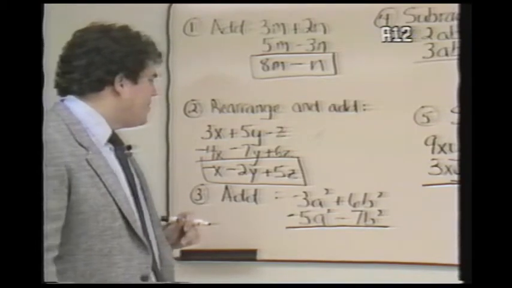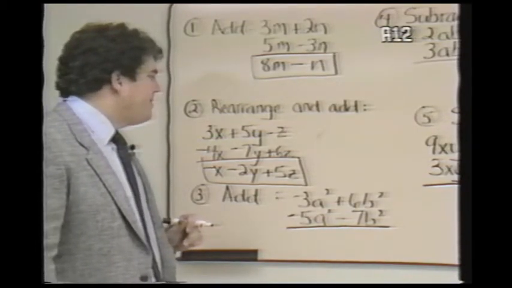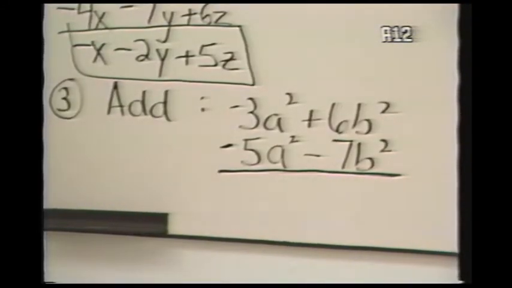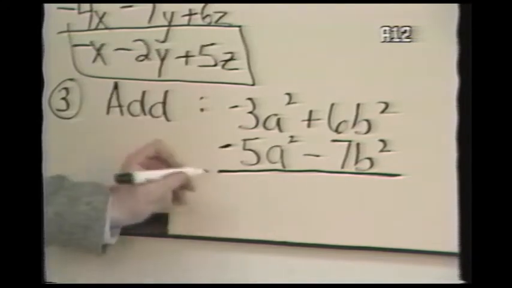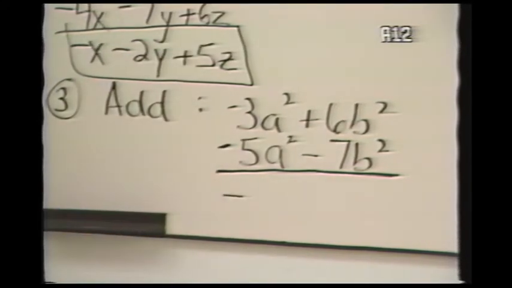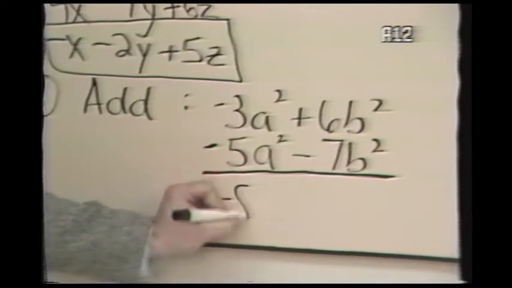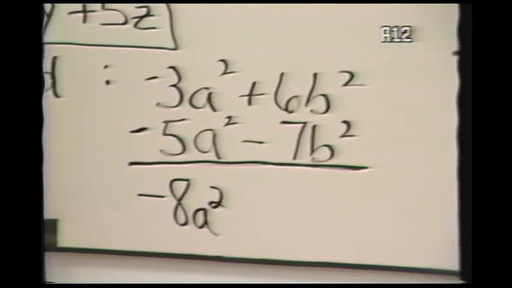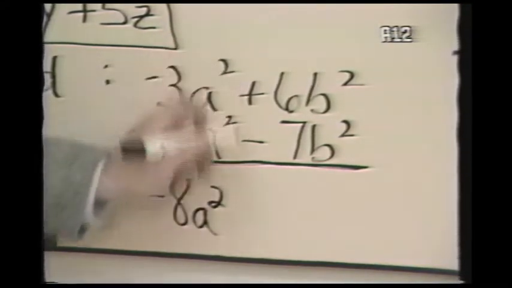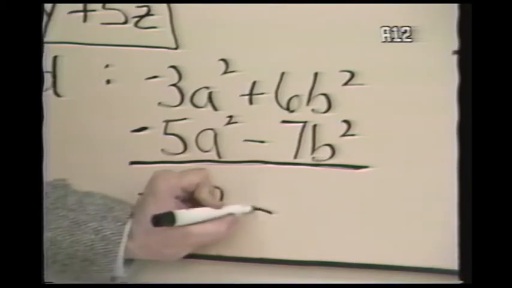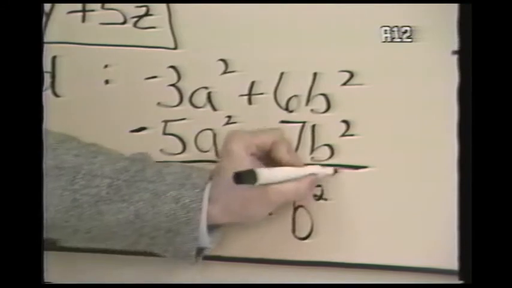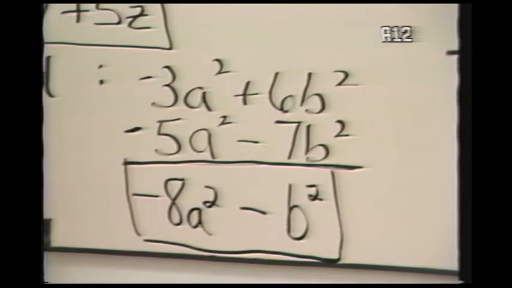Problem number 3. Negative 3a squared plus 6b squared. And to that we are going to add negative 5a squared minus 7b squared. Well, two negatives. My answer will be negative, at least my a squareds will be. I add the absolute values. I get minus 8a squared. Here, let's see, my b squareds, I'm going to get a minus sign. I subtract the absolute values, so I'm going to get minus b squared. My answer: minus 8a squared minus b squared.